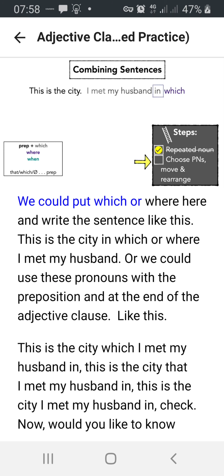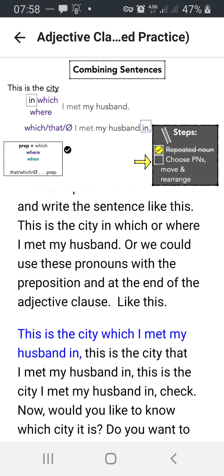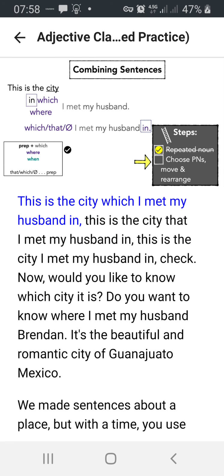We could put "which" or "where" here and write the sentence like this. This is the city in which or where I met my husband. Or we could use these pronouns with the preposition "in" at the end of the adjective clause, like this. This is the city which I met my husband in. This is the city that I met my husband in. This is the city I met my husband in. Check.